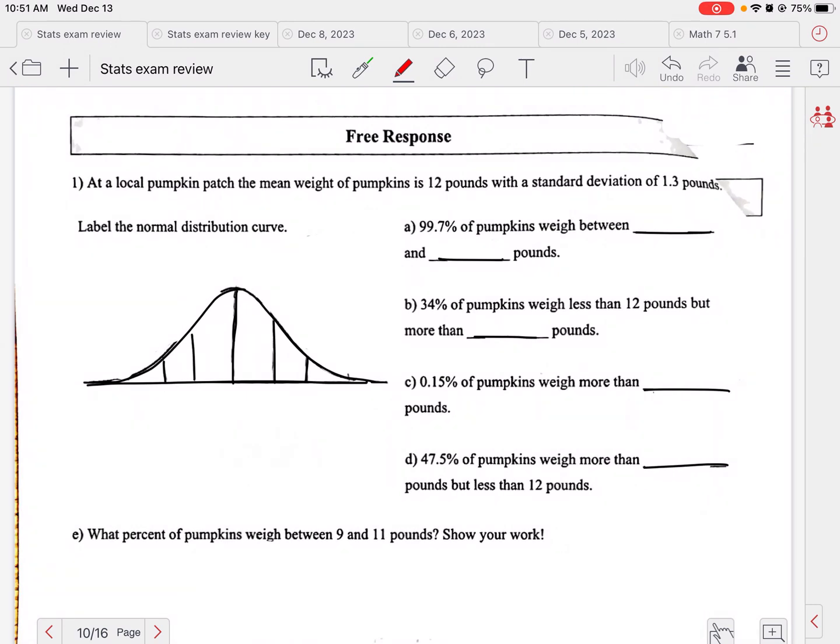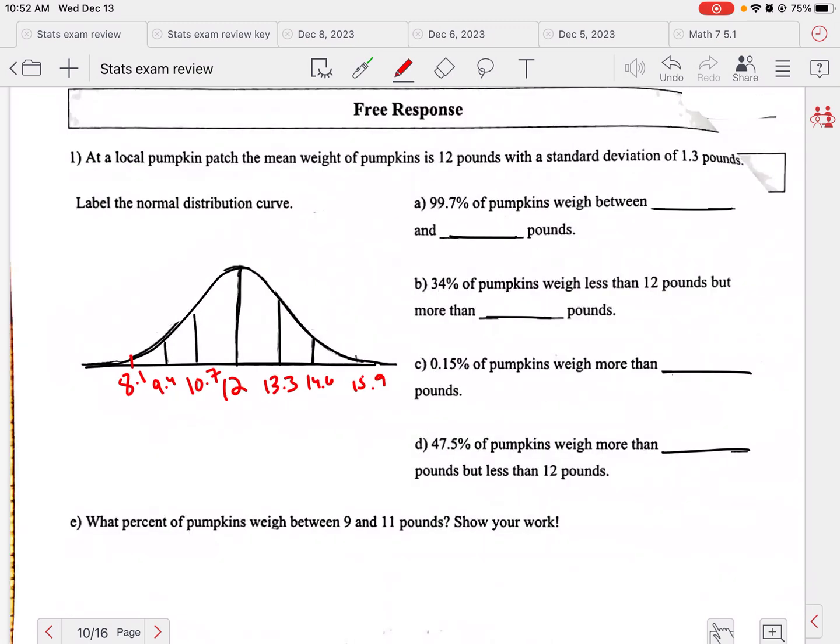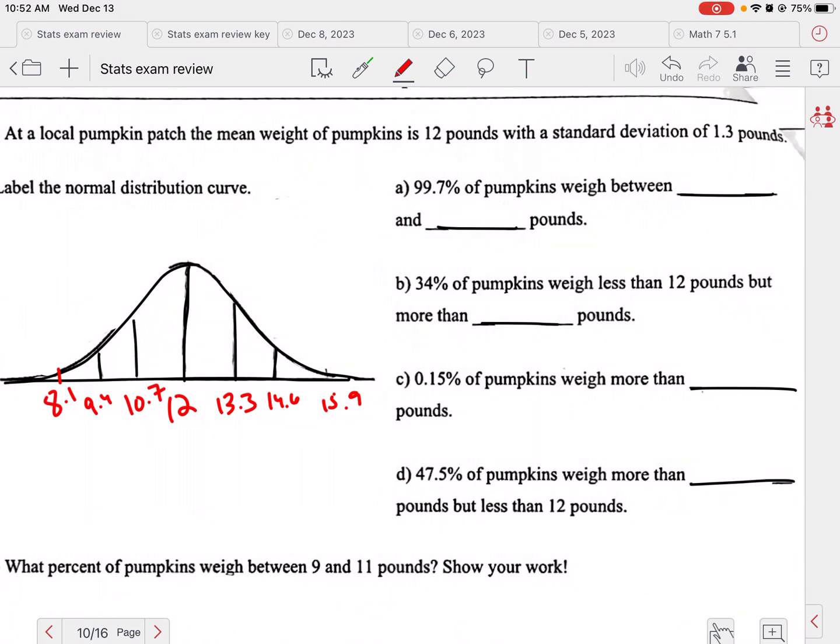All right, normally distributed. Again, it says at a local pumpkin patch, the mean weight of pumpkins is 12 pounds and the standard deviation is 1.3. Label our normal distribution curve. So our mean is 12, and then we're going to keep adding 1.3 in this direction. So 13.3 plus 1.3 is 14.6 plus 1.3 is going to be 15.9. And then we're going to subtract 1.3 the other direction, so 10.7, and 9.4, and there's an invisible line there that I just missed when I was drawing. It goes to 8.1.